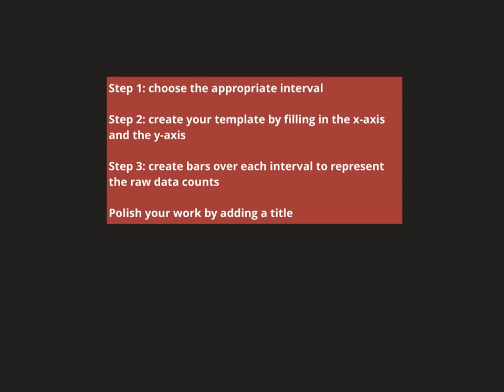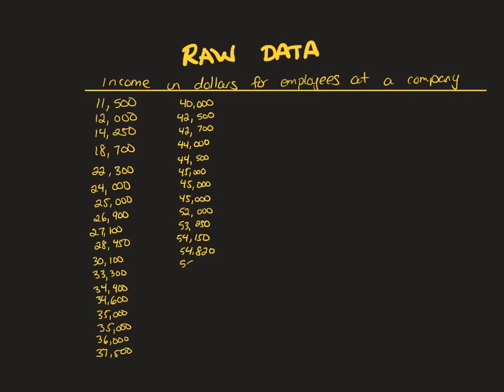In step 2, we will create our template by filling in the x-axis and the y-axis. We'll use the interval sizes to fill in the x-axis. In step 3, we'll create bars over each interval to represent the raw data counts. And then when we're done with all of that, we'll polish our work by adding an appropriate and simple title at the top. Let's get started by looking at some raw data. These are fake data made for our purposes.